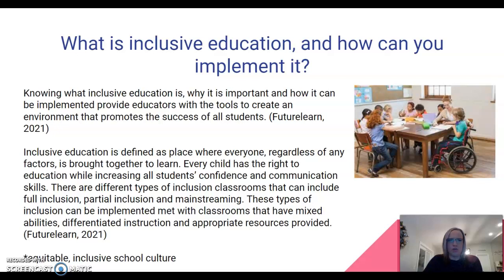I put on there that knowing what inclusive education is, why it is important, and how it can be implemented provides educators with the tools to create an environment that promotes the success of all students. That type of environment, we use the term least restrictive often, but truly that means including all students in the general education classroom as much as possible and able to for that student. It is a term that can be used very loosely and also manipulated in many situations. And so this just kind of addressed some of that.